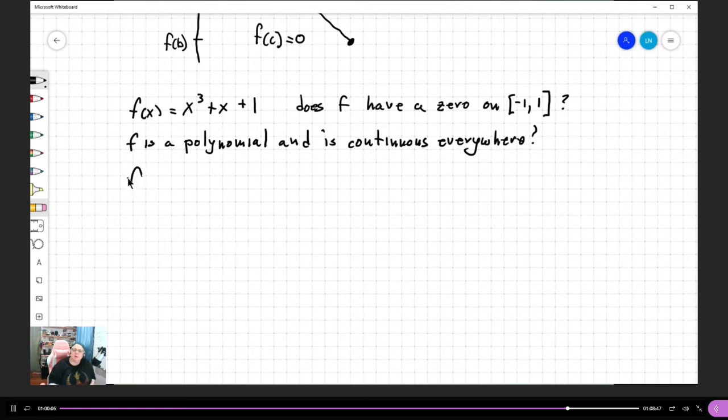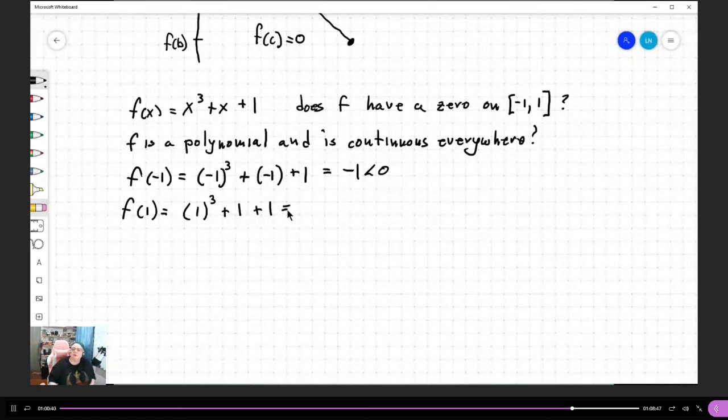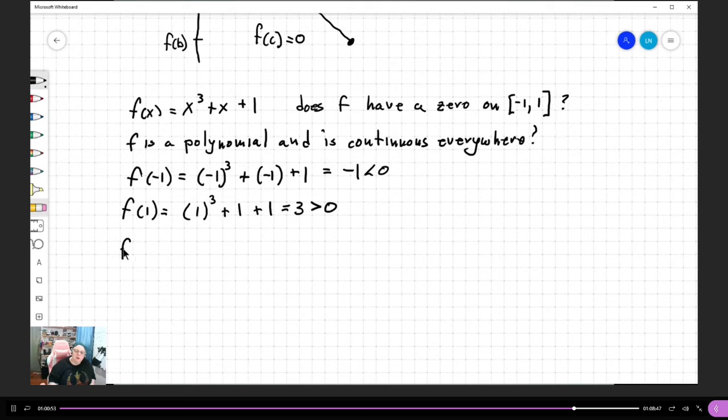So f of -1 is -1 to the third plus -1 plus 1. That's -1 plus -1, which is -2, plus 1, which is -1. So that's less than 0. The other endpoint, f of 1, is 1 to the third plus 1 plus 1. That's 1 plus 1 plus 1, which is 3, greater than 0. So f of -1 is less than 0, f of 1 is greater than 0, and f is continuous.